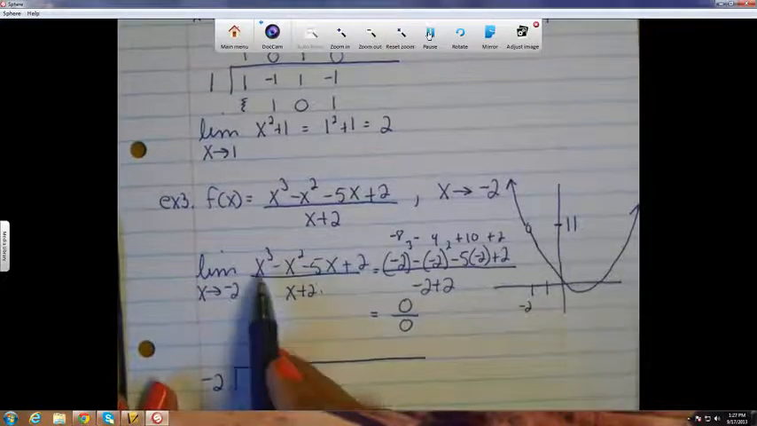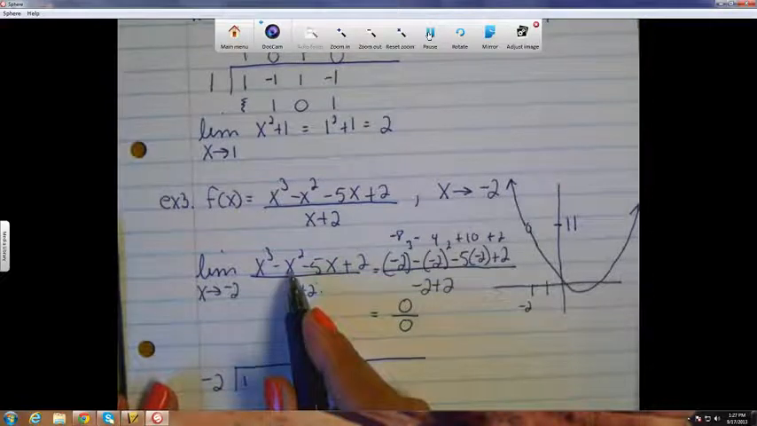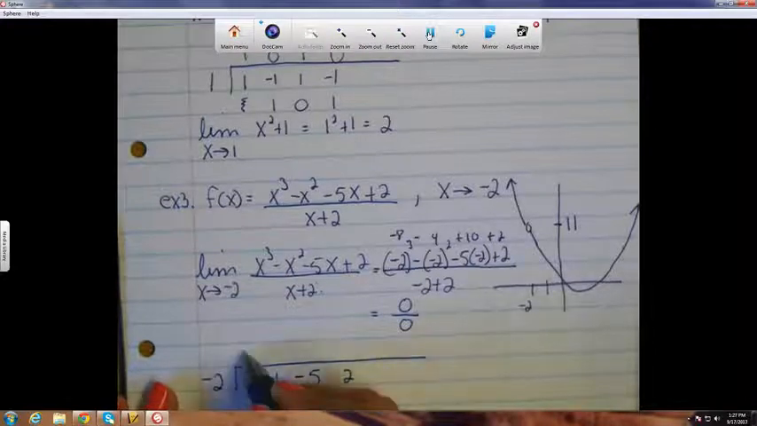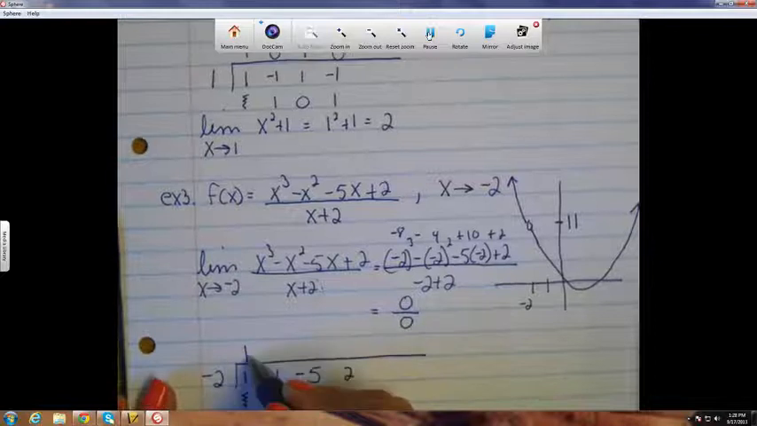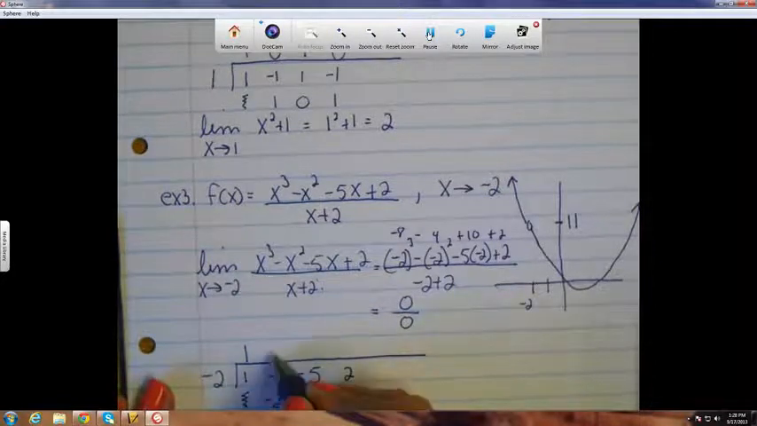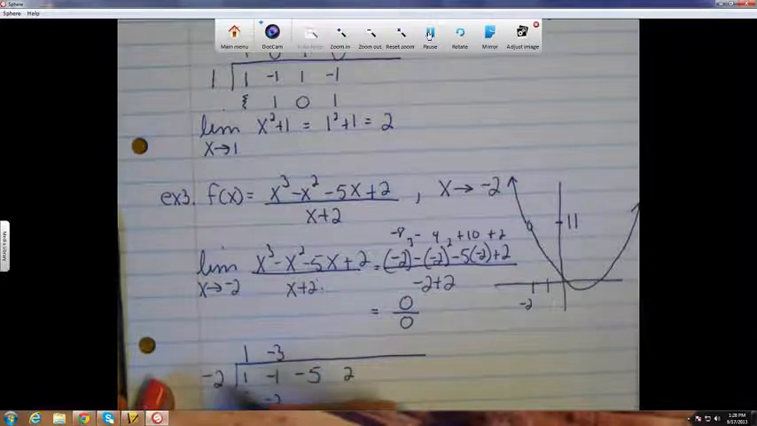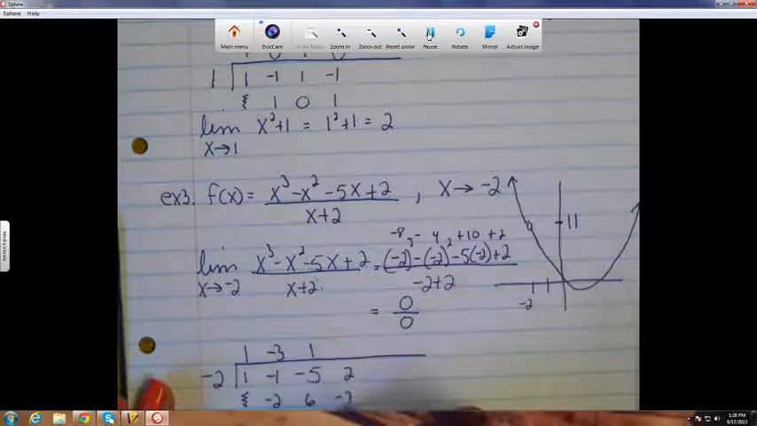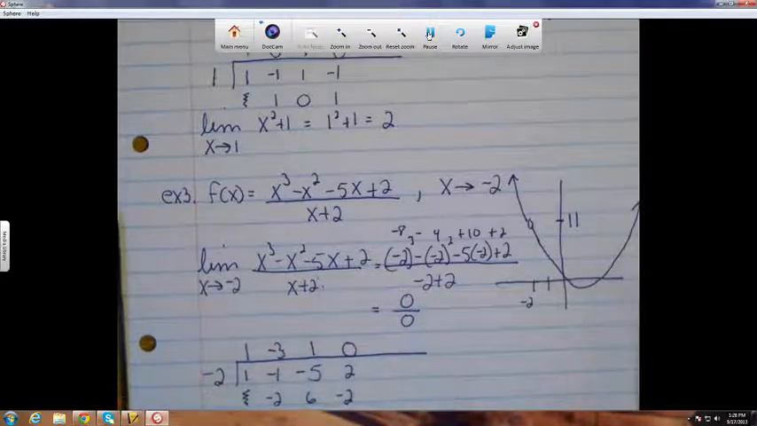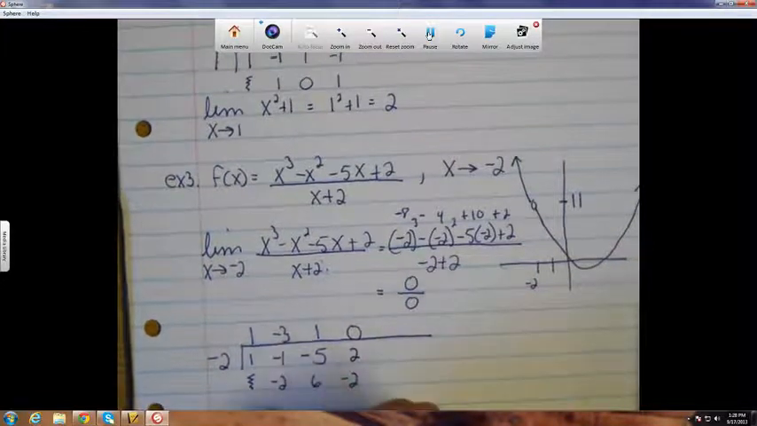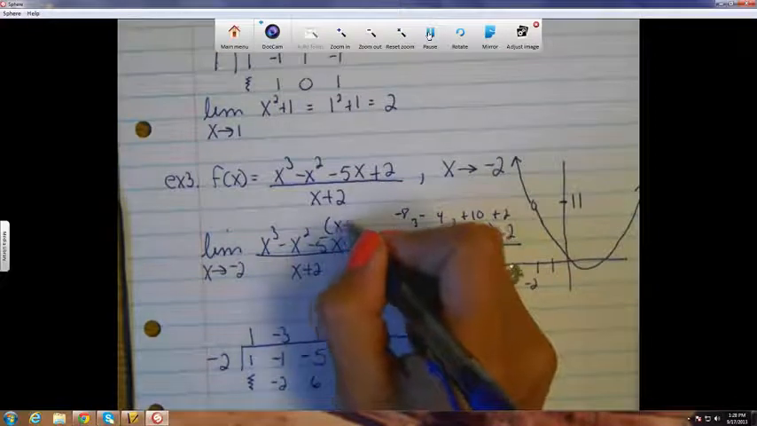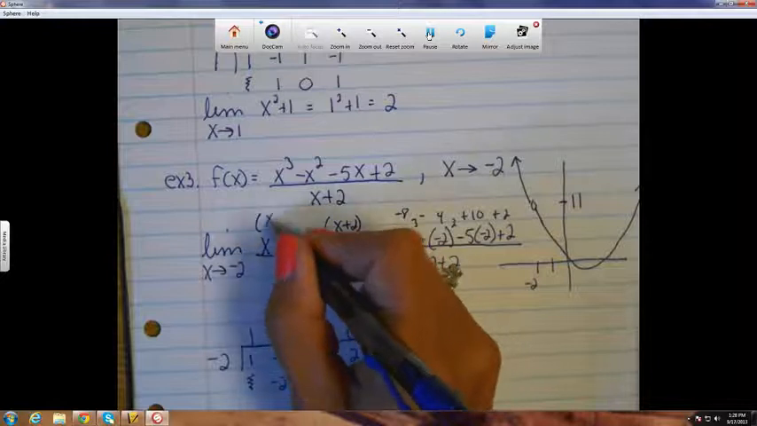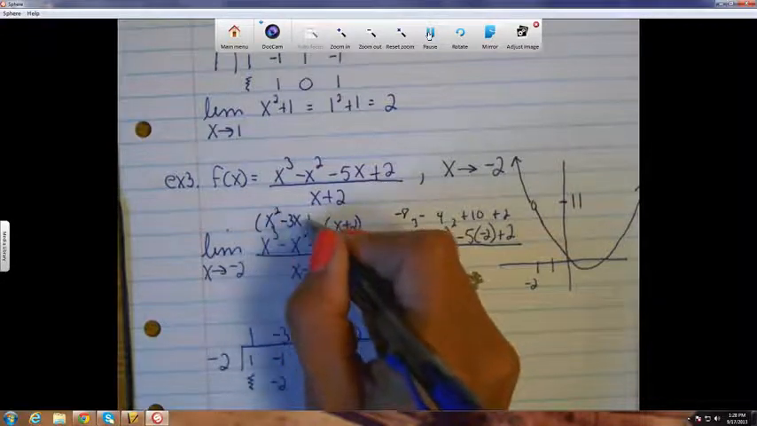Put in our coefficients, 1, -1, -5, and 2. Bring down the first one, nothing goes below, so then -2, adding, -3, multiplying a +6, adding +1, multiplying -2, adding 0. So our factors are x plus 2, and starting with 1 less power, x squared minus 3x plus 1.